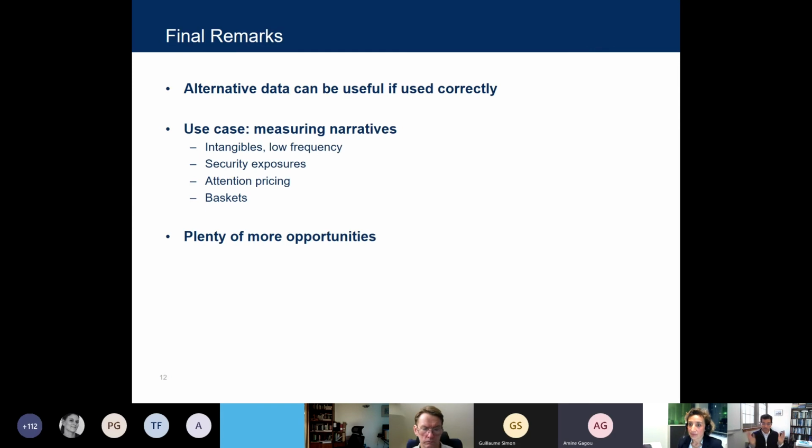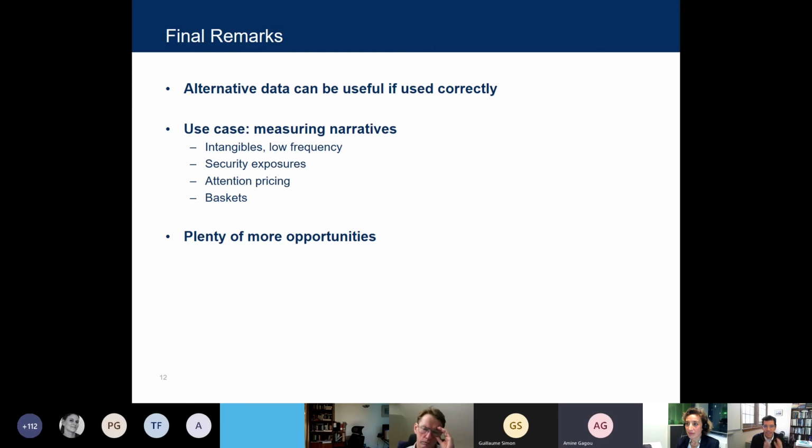Okay, so let me conclude. I'm fascinated with alternative data, and I'm not sure even how to define it. I just think it's whatever I haven't done before. So it's not price, volume, and all that. It's a different type of data, which requires a different type of analysis, and we need to be very careful about how we process and use the data, and that the data is right. The use cases I talked about today are really measuring narratives.